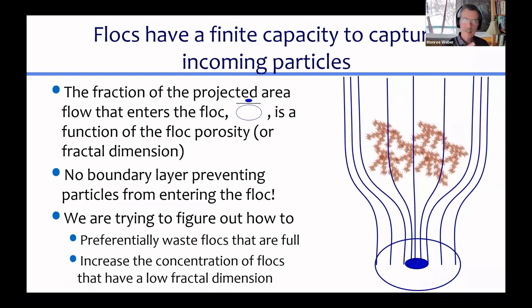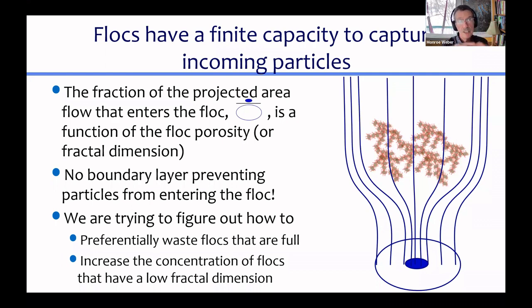So the point is that most of the water still goes around the flock, but a small amount of it goes through, and that small amount ends up probably pretty efficiently being filtered by all of the particles inside the flock. So that ratio of the dark blue to the white is a function of the flock porosity or the fractal dimension, but think about it as flock porosity.